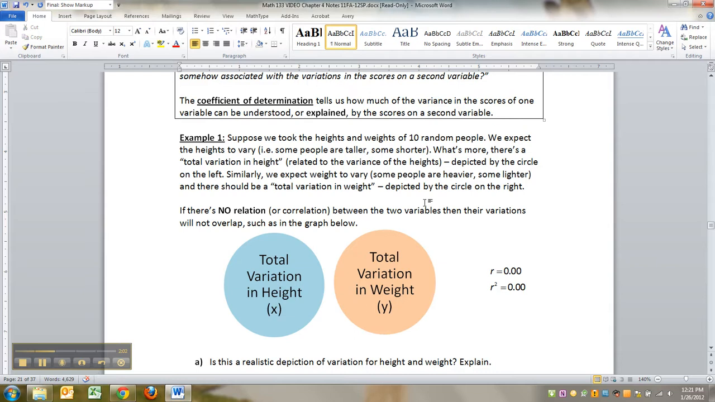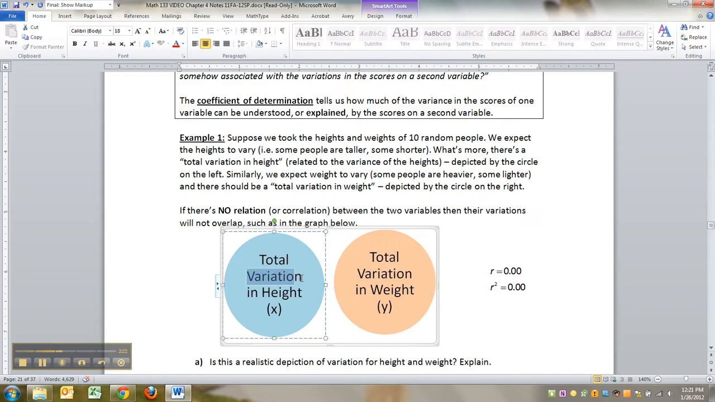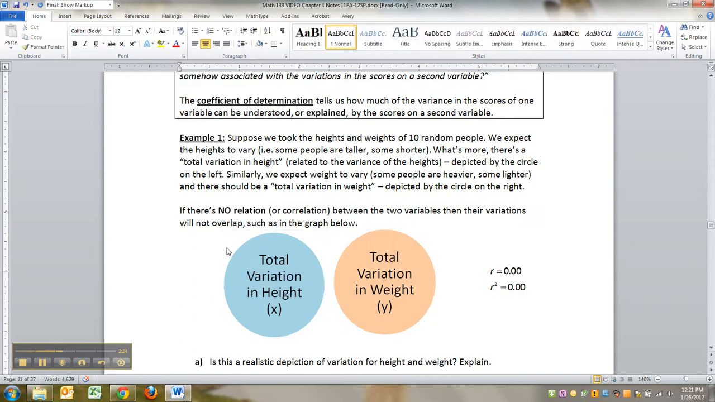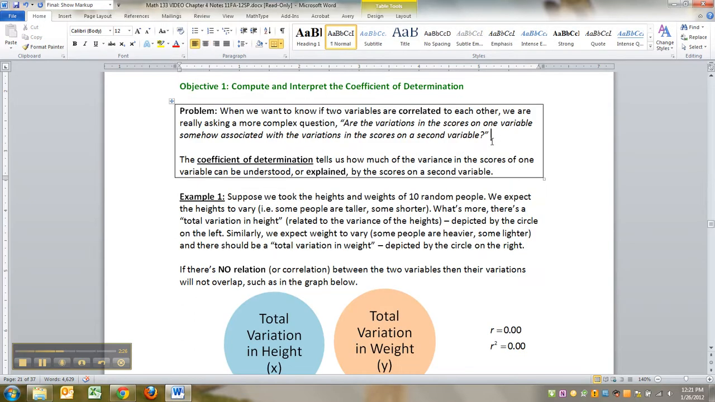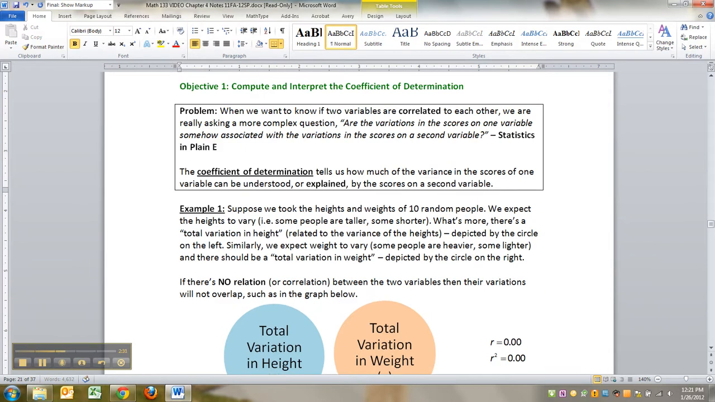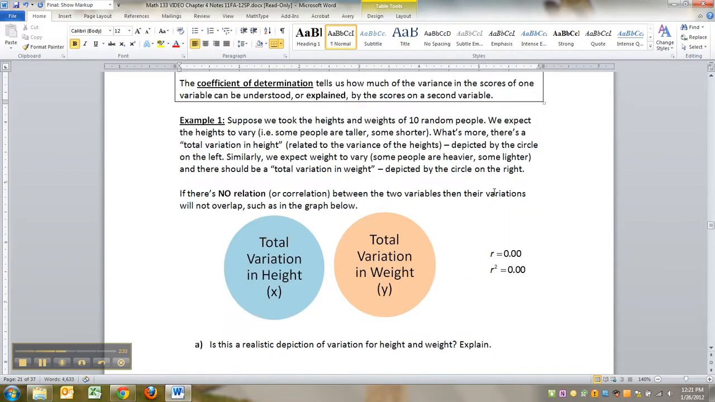All right, so let's look at the heights and weights of 10 random people. We expect the heights to vary, i.e. some people are taller, some shorter. What's more, there's a total variation in height related to the variance of the heights, but I don't want to get into that, depicted by the circle on the left. So if we have 10 people, this is the up and down we get in the heights. I'm not talking about their actual heights, I'm just talking about the variation in their heights. And again, I have to give props on this whole page to the book, Statistics in Plain English, because that's where I got the idea for all of this.